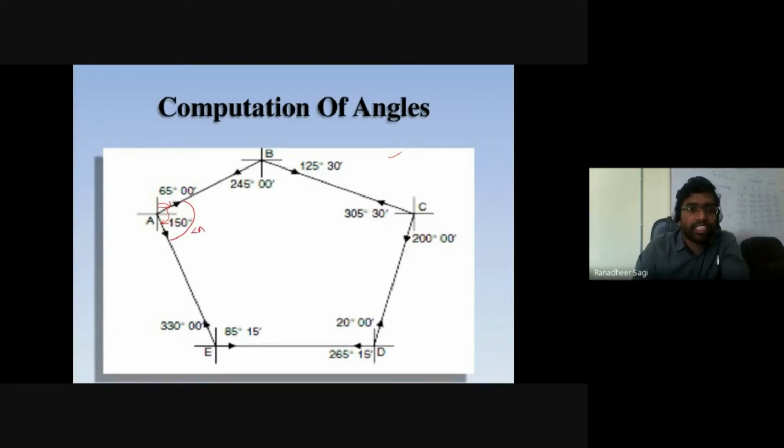The interior angle at station A is nothing but the back bearing of line EA minus the forebearing of line AB. The back bearing of line EA is 150 degrees, minus the forebearing of line AB, which is 65 degrees. So 150 degrees minus 65 degrees gives the value 85 degrees, if I am correct. That's my interior angle at point A.